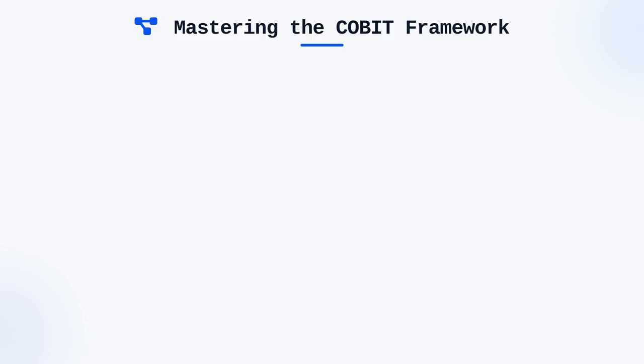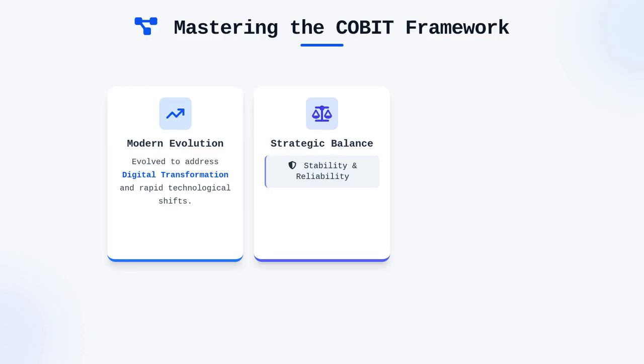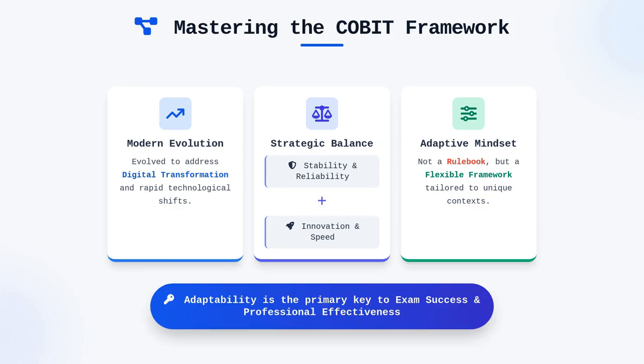Mastering these concepts requires an understanding of how COBIT has evolved from its predecessors to address the realities of modern digital transformation. Today's enterprises face rapid technological change and pressure to be more agile, which is why the current framework is designed to be flexible and tailorable. We will explore how the framework balances the need for stability and reliability with the requirements of innovation and speed. It is important to remember that COBIT is not a prescriptive rulebook, but a comprehensive framework that you must adapt to the unique context of an enterprise. Developing this adaptive mindset is the primary key to both your exam success and your professional effectiveness.